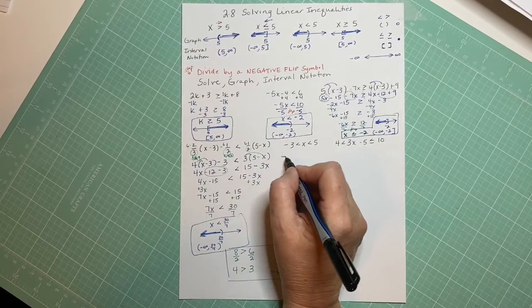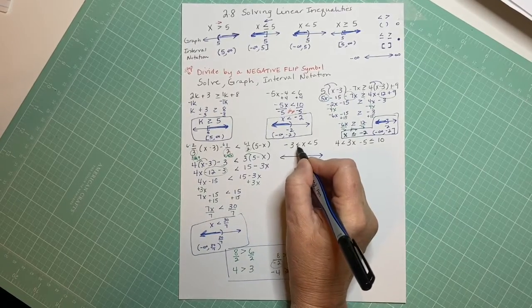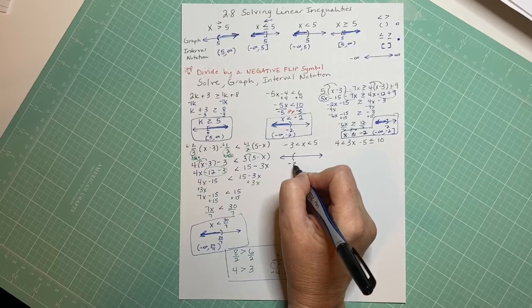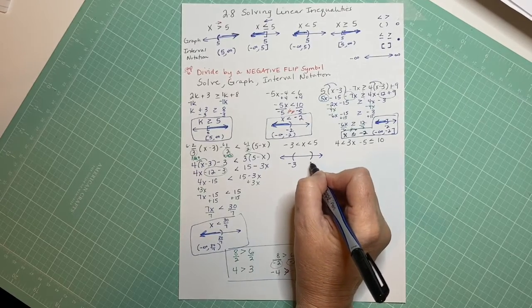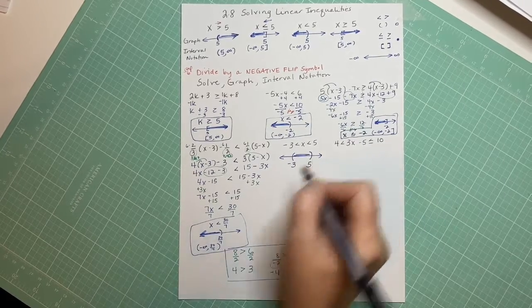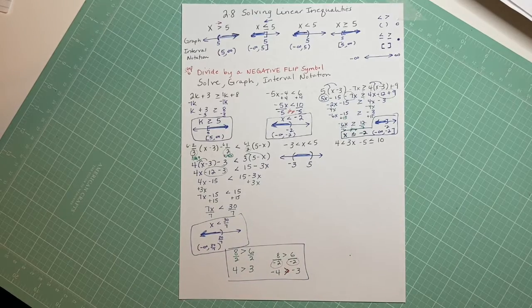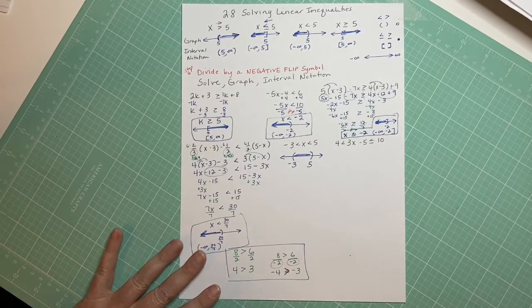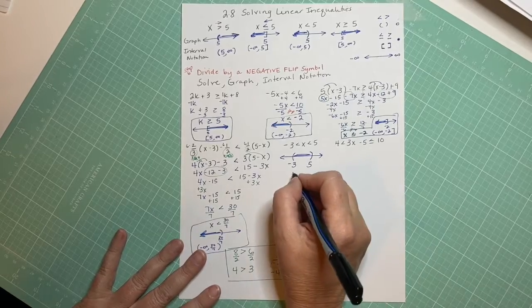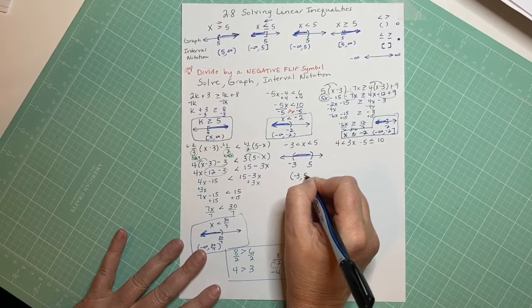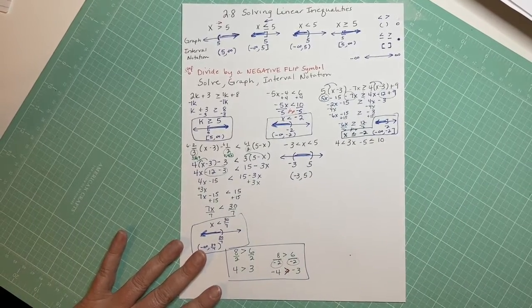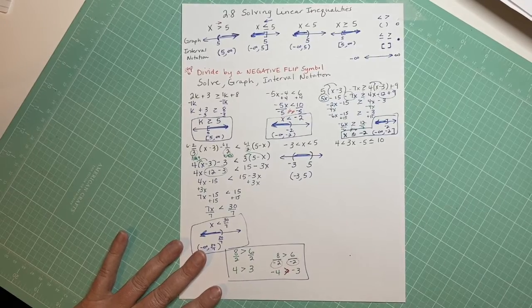But in graph form, to graph it, you just mark this is a less than, so that's a parentheses at negative 3, a parentheses at 5, and it's everything in between. X is between negative 3 and 5. And then interval notation comes straight from that, just parentheses negative 3 to 5. And that's your answer.